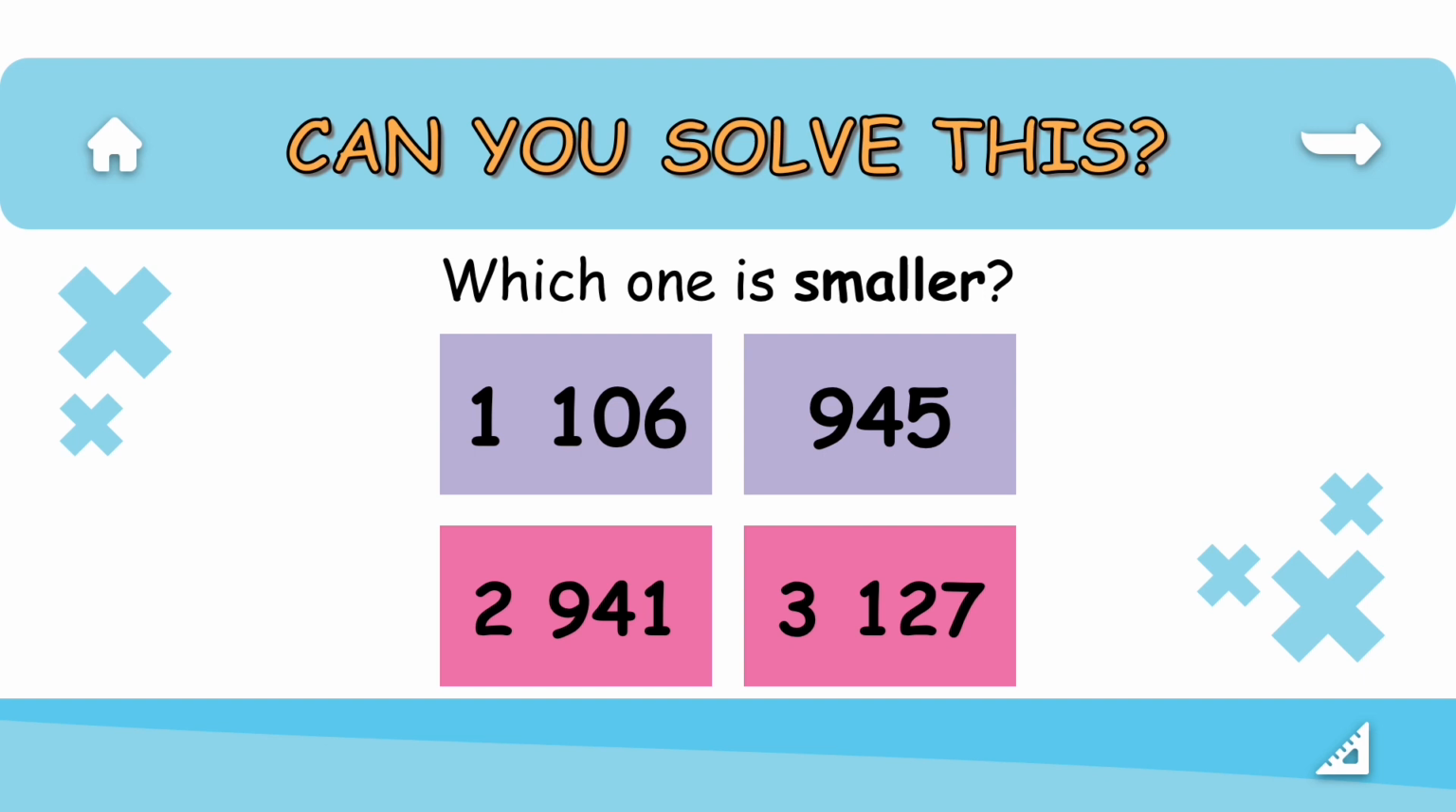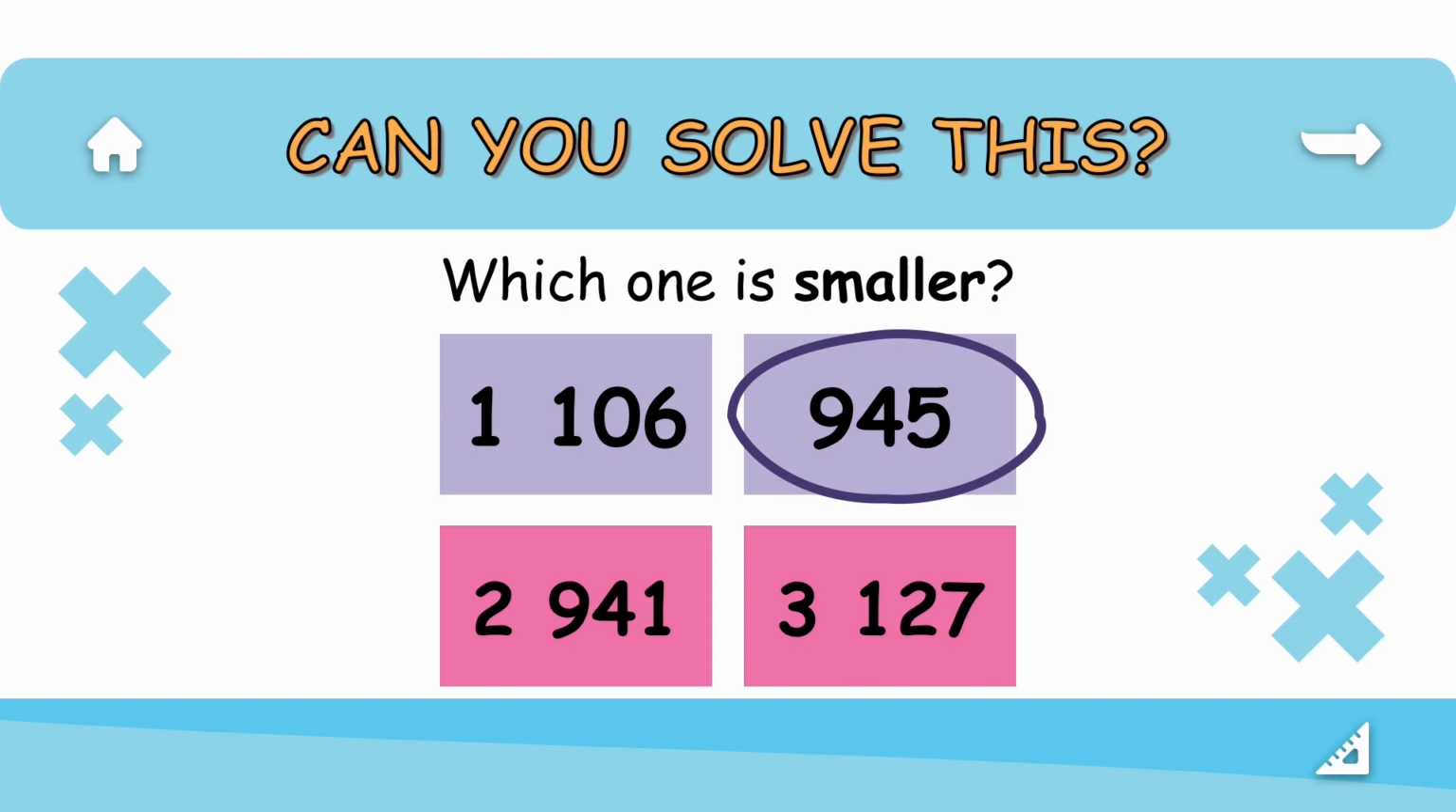Next question, based on the numbers given below, which one is smaller? For the first pair, we have 1106 and 945. So for this one, the first number is made up of 4 digits and the second one is made up of 3 digits. Directly, we can know that 945 is smaller than 1106.